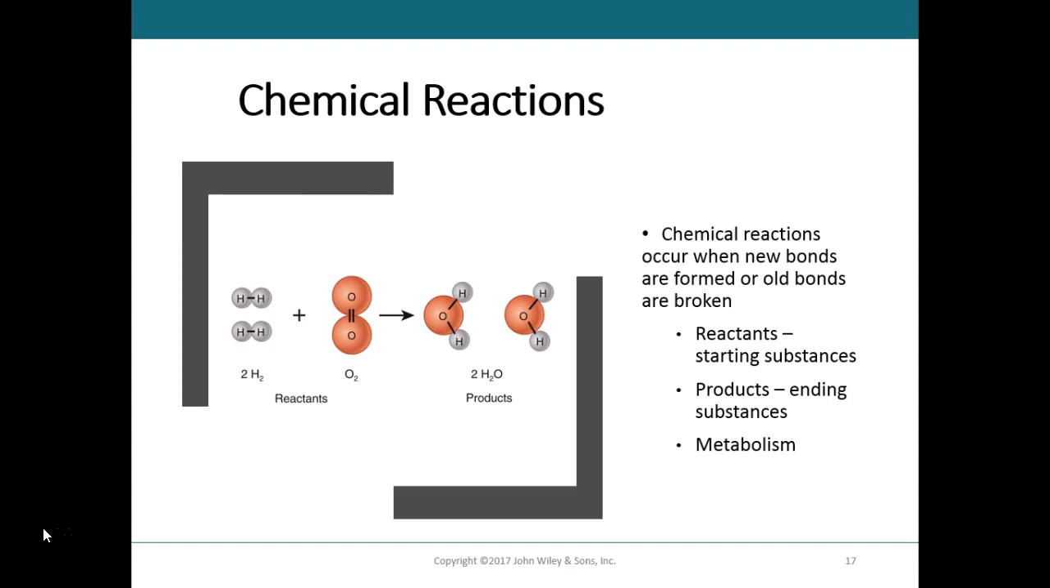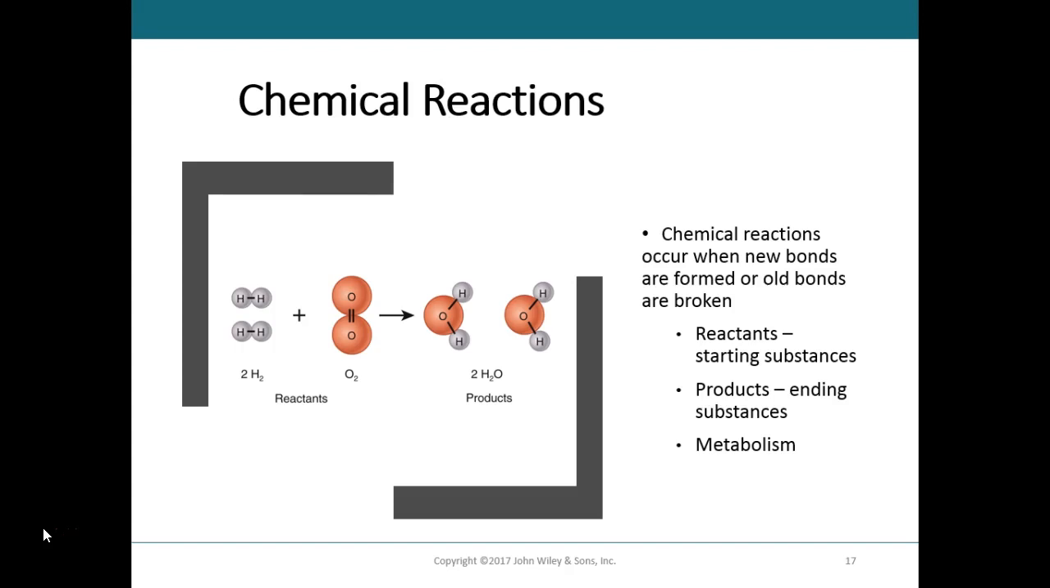The ending substances, the 2 molecules of water, are the products. The number of atoms of each element is still the same as before they were rearranged. And because they were rearranged and they're interacting together, the resulting product has new and different properties than the hydrogen or the oxygen by themselves.